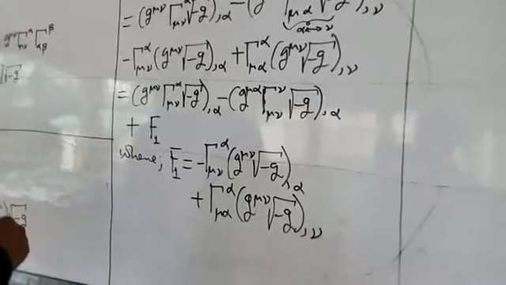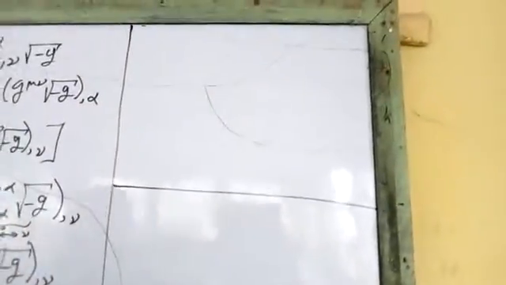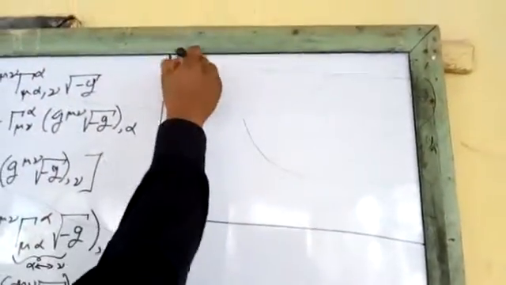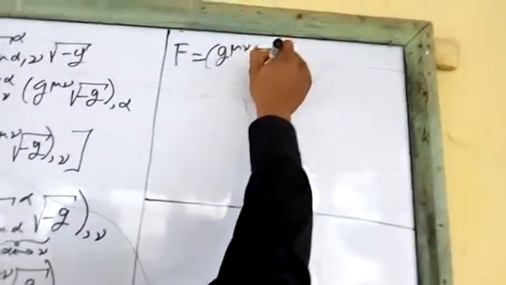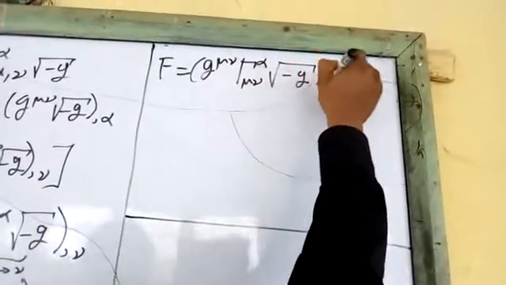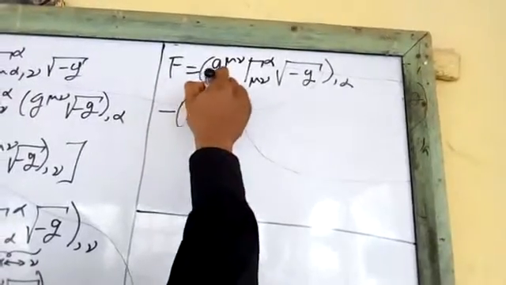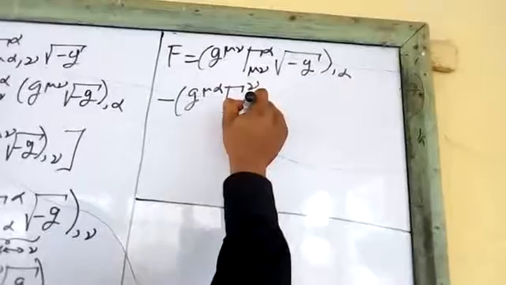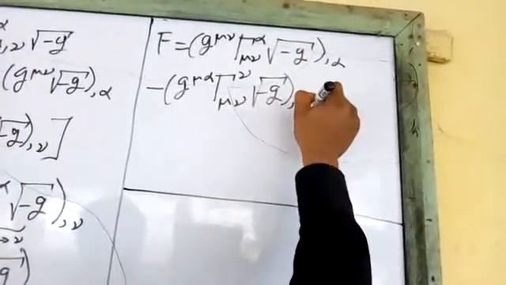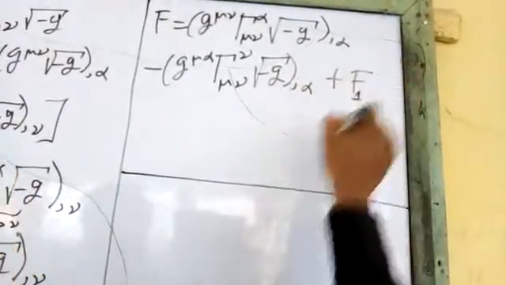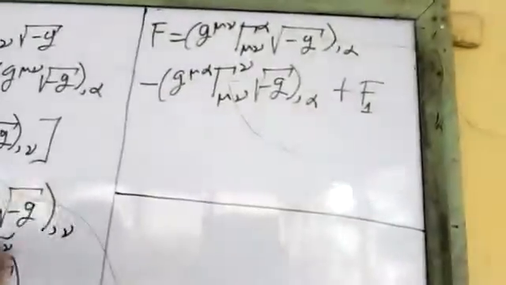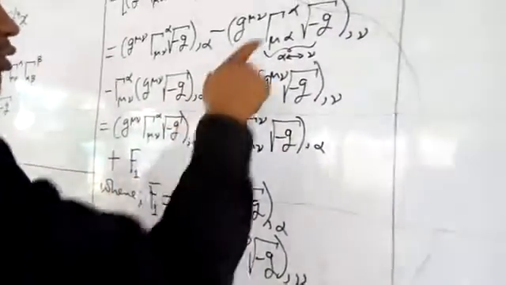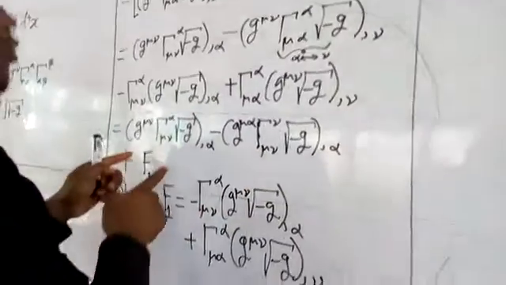I think at this point it will be very good for me to sort of write this expression somewhere. Maybe I can select a place over here around the board so that I wouldn't have to. I have f here to be equal to g^{μν} Γ^α_{μν} square root of minus g, comma alpha, then minus of g^{μα} Γ^ν_{μν} square root of minus g, comma alpha, and what I've got is plus f1. Now remember what f1 is. F1 is this combined with that. This and this, by the way, has been written in this form. After writing it in this second form, changing mu to nu on this term, I've got them combined with this form. So this is what f1 is combined.